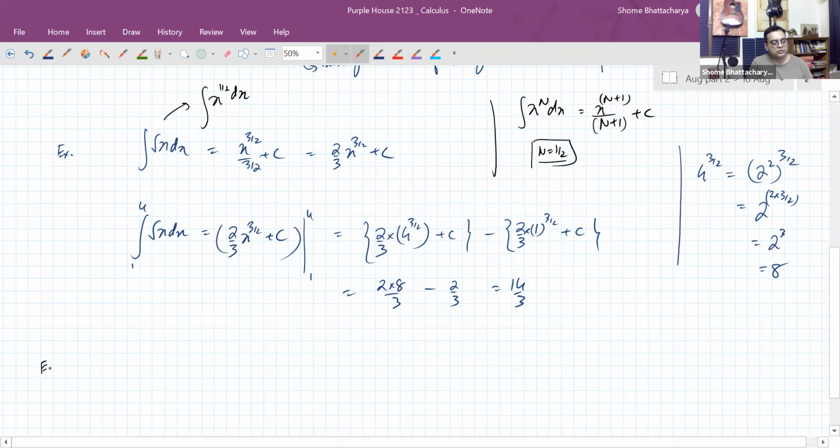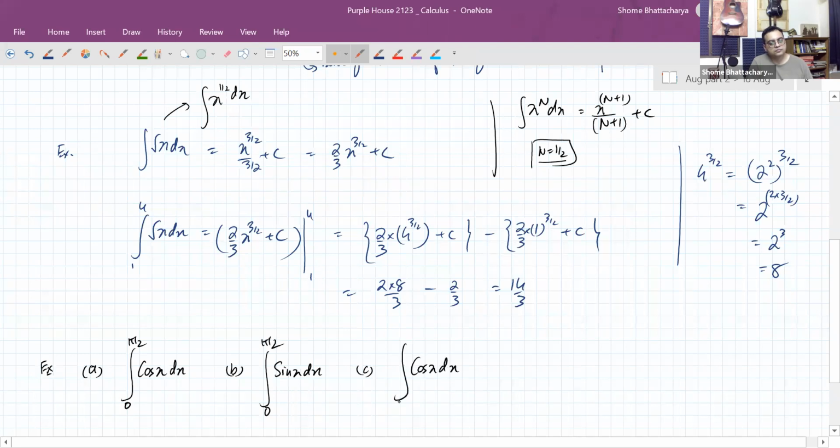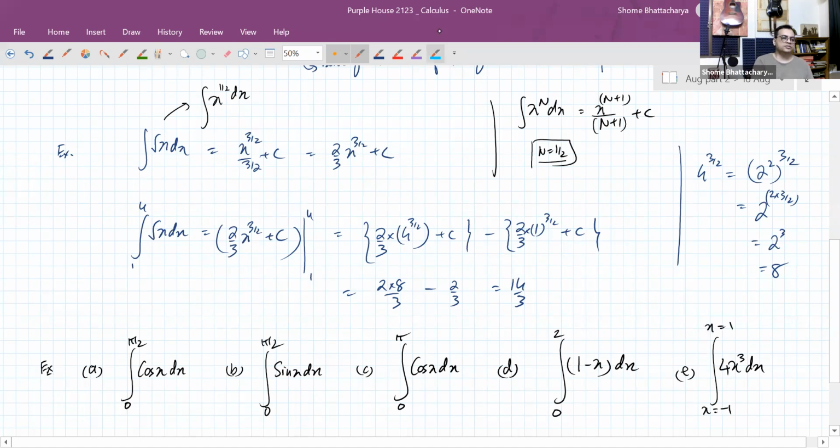Okay, let's look at a couple of more examples. So the last one, the limits are from -1 to 1. Just try this out, people.